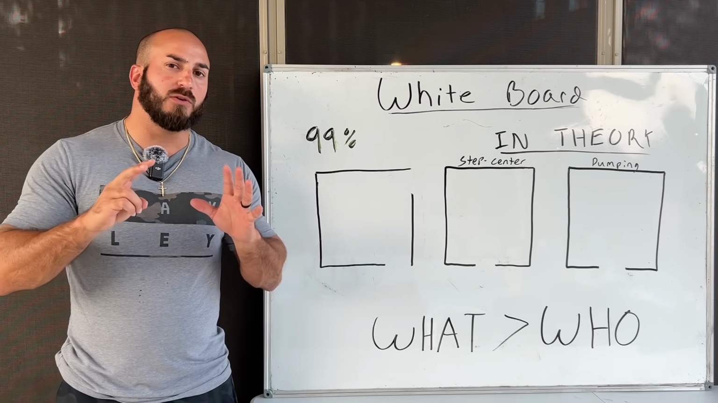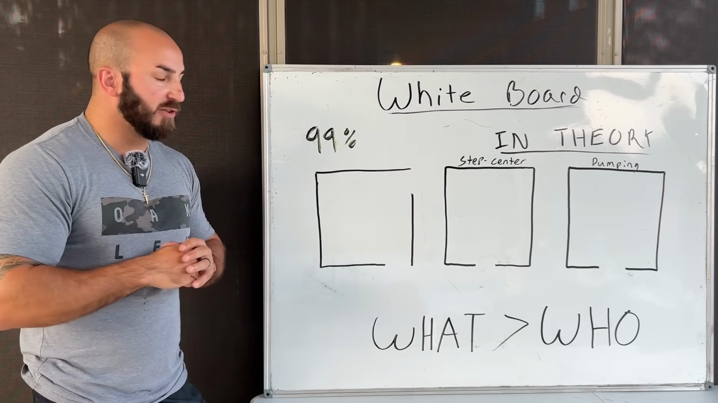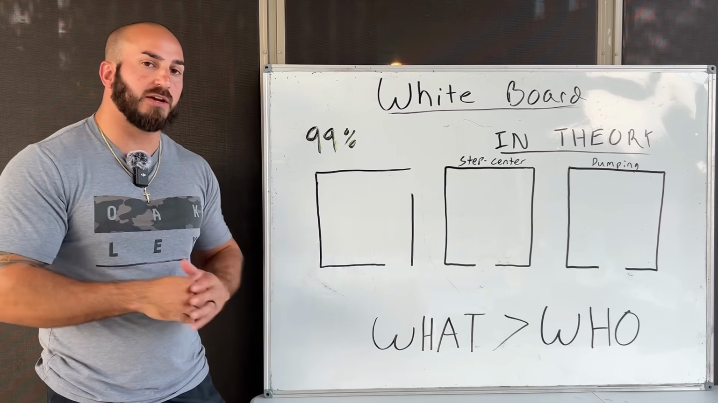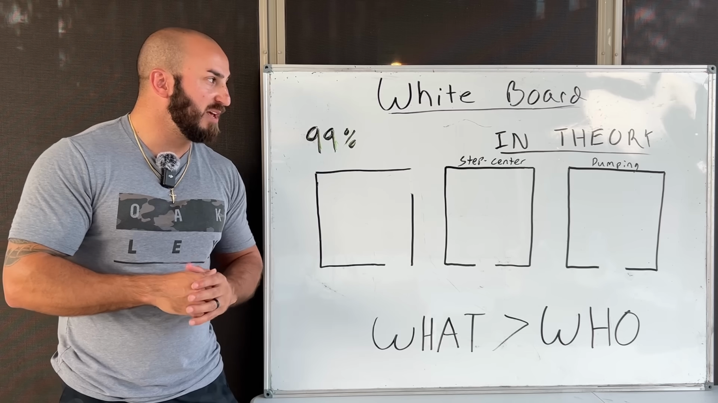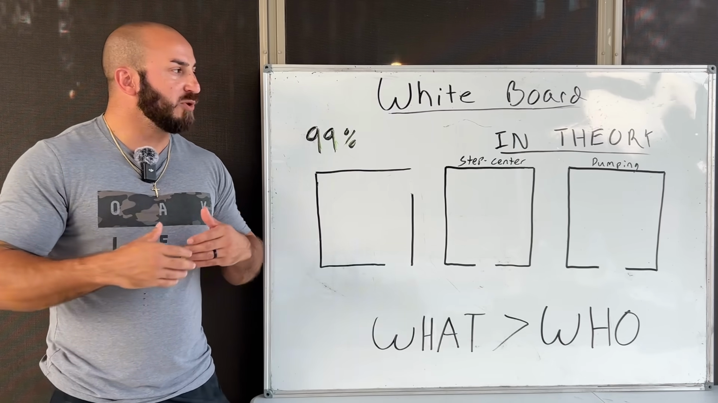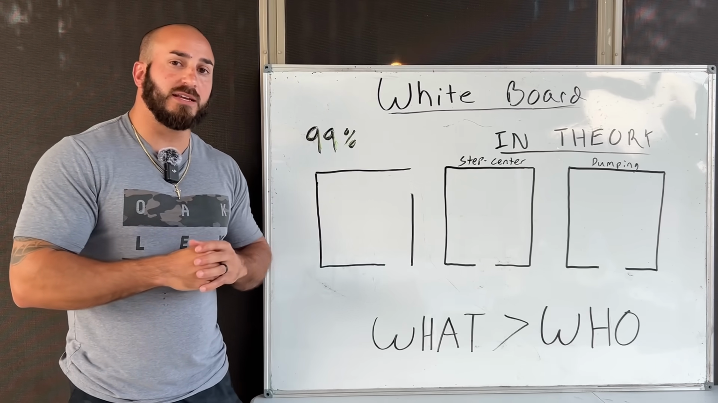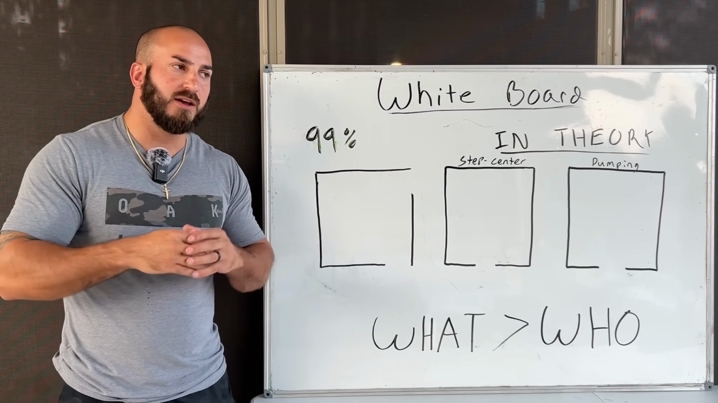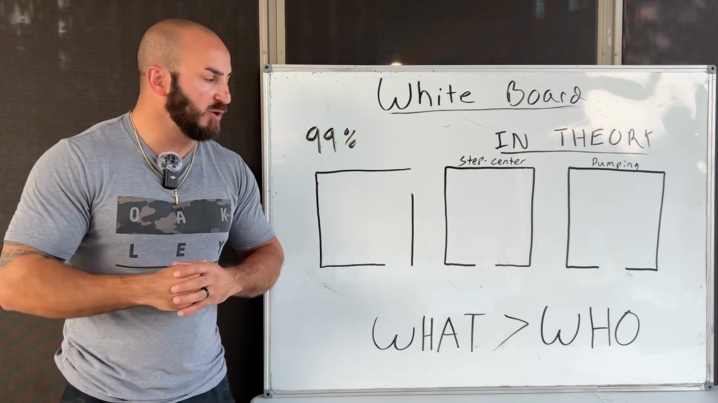I'm going to talk about two methods or two ideas. The first is determining what you believe is right or wrong based off of what you're seeing rather than who you're seeing it from. And the second is when people utilize what I call in-theory ideas to explain why they believe that method is the better, safer, or more efficient way of doing something.